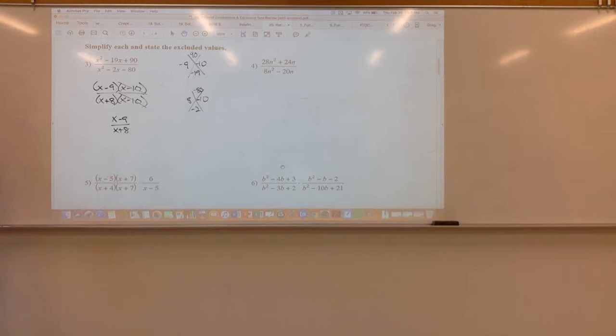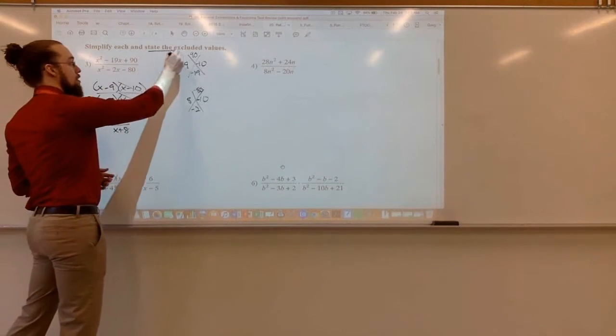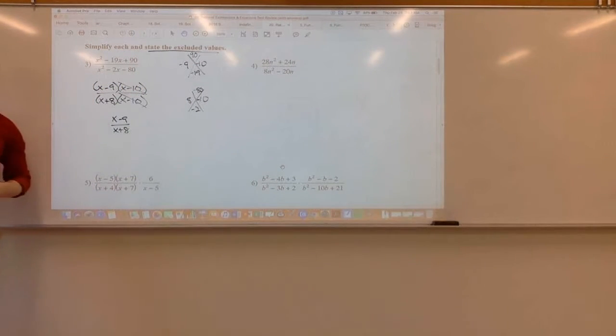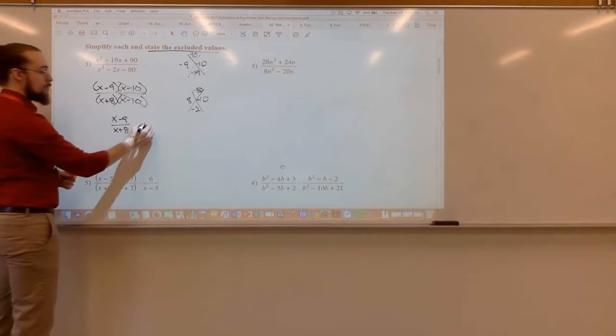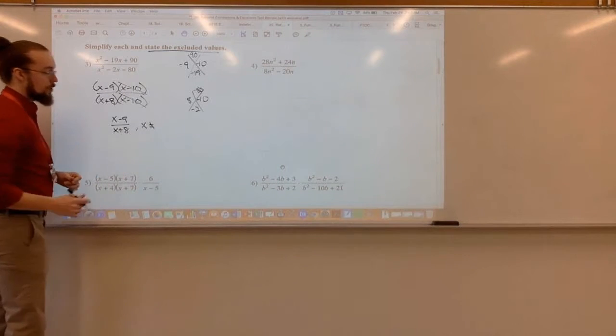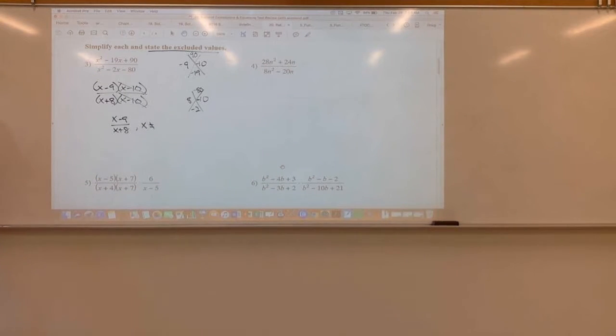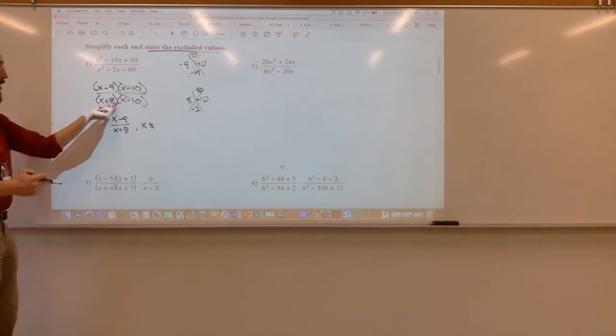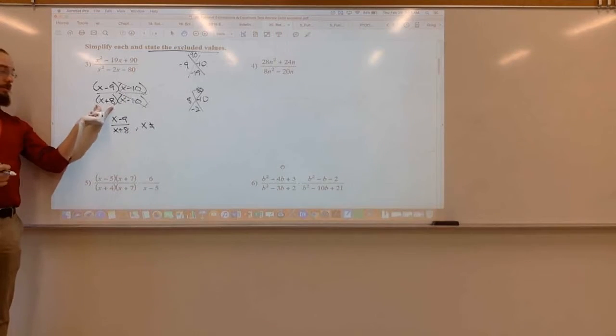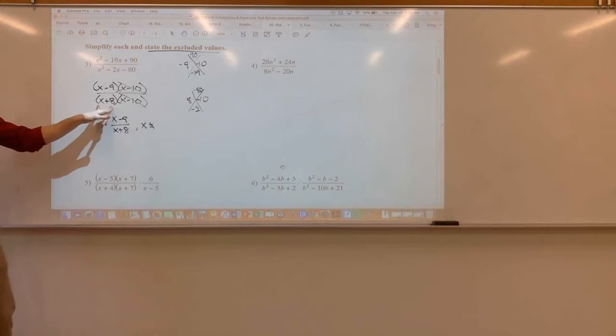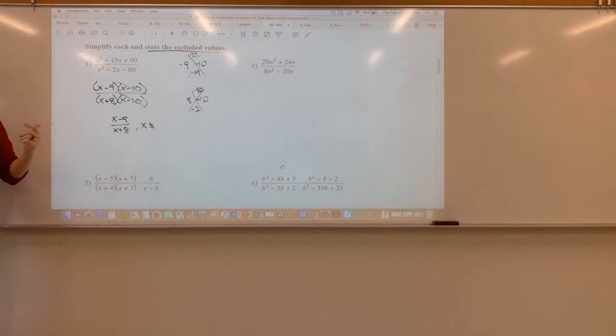And we also need to state the excluded values, or restrictions. So, this is the final simplified version. We've done the simplifying part, but now we need to state our excluded values. So that's x cannot equal. Remember, those come from each factor in the denominator. So, in my denominator, I have two factors. So we want to think about what values would make each factor equal to 0.